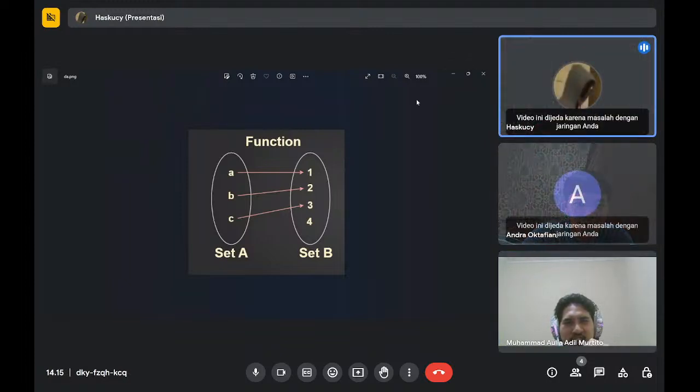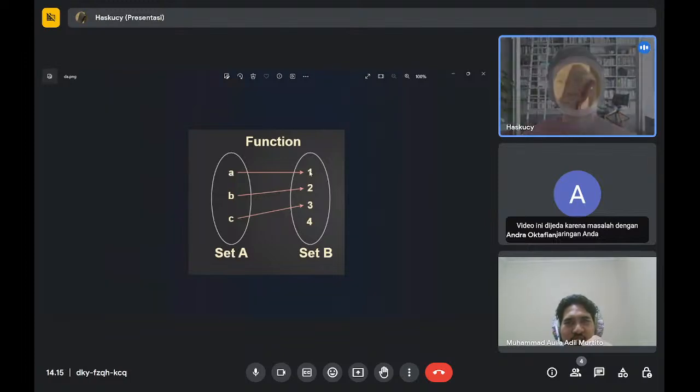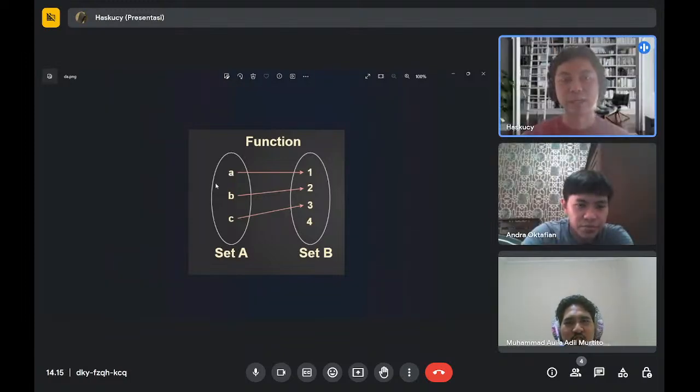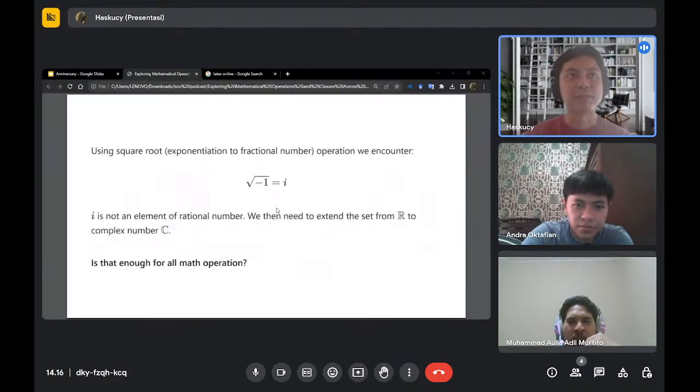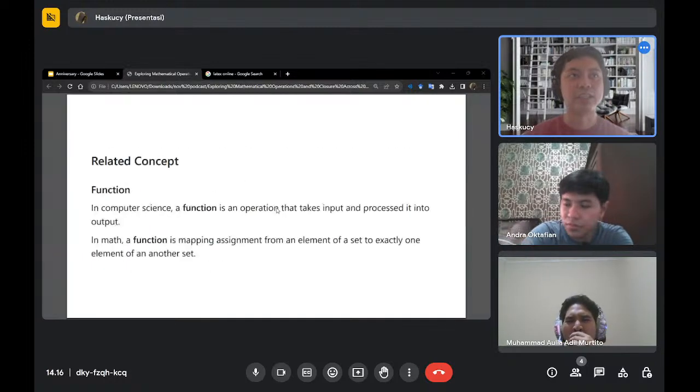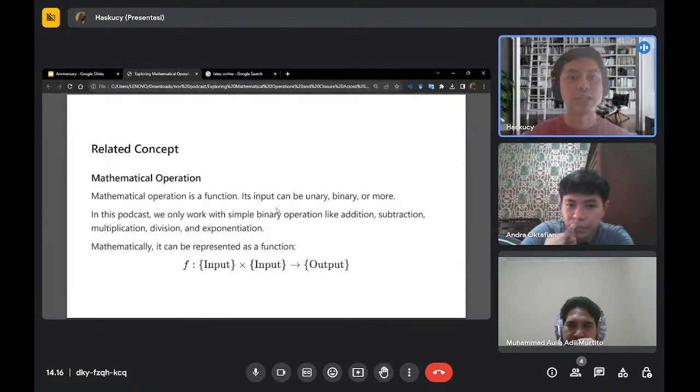Relation? Yeah, relation, an assignment from one element to another element in another set, basically. That's a function, or maybe that's a simplified function there. Yes. Next, we have mathematical operation.